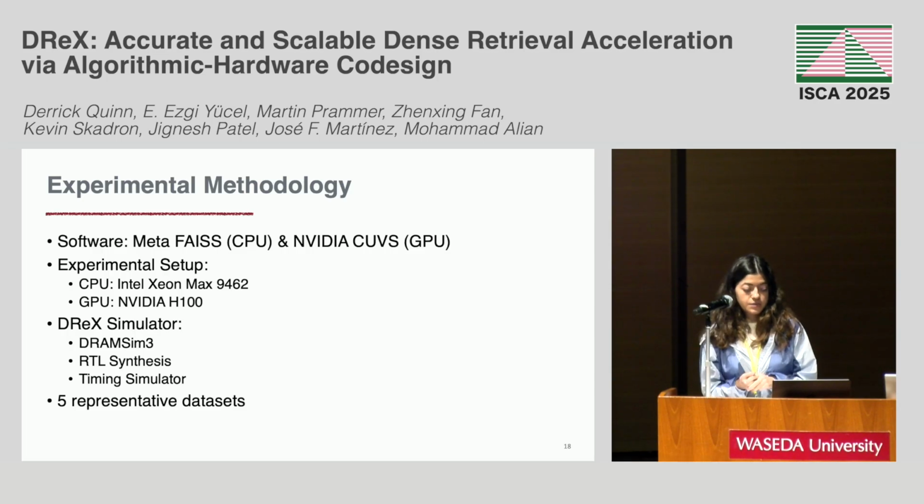We simulate DReX by using Ramulator, also with the results from our RTL synthesis, and we combine those things in a custom timing simulator. We compare the performance of DReX with the existing ANNS implementations from the Meta FAISS library on CPU and the NVIDIA cuVS library on GPU. During the experiments, we use an Intel Xeon CPU with NVIDIA H100 GPUs. We evaluate 5 different datasets, and we set the accuracy target over 95% for the top 32 documents.